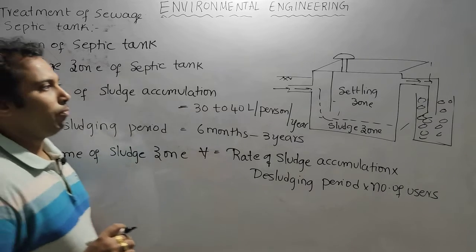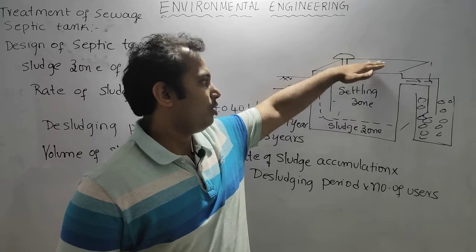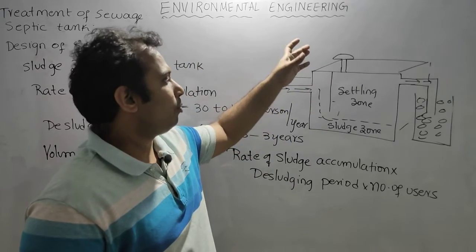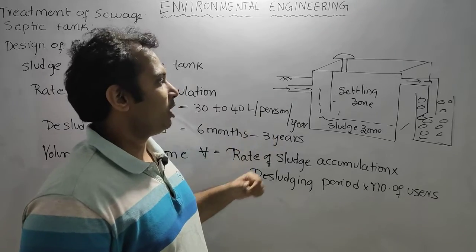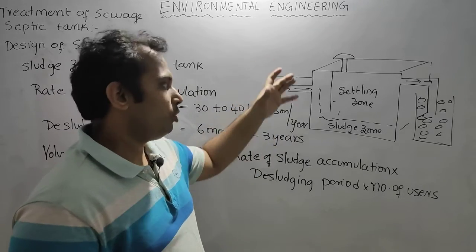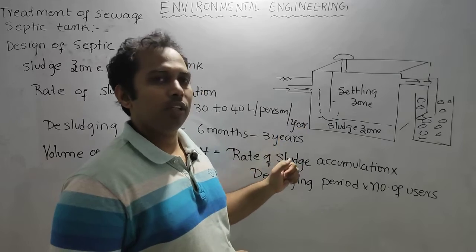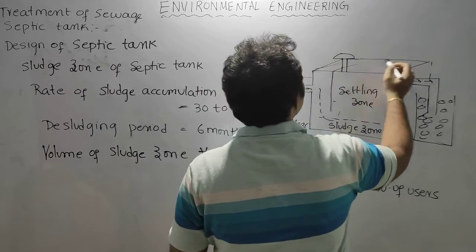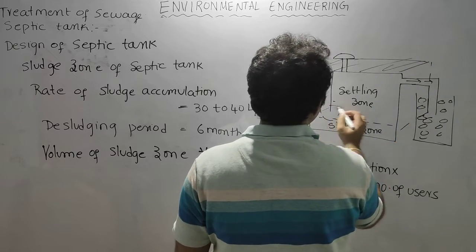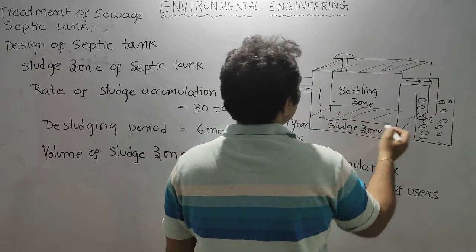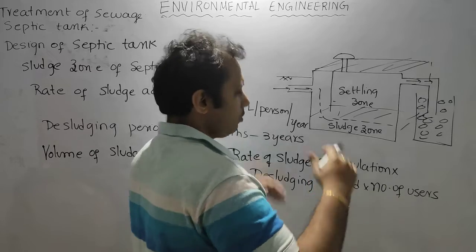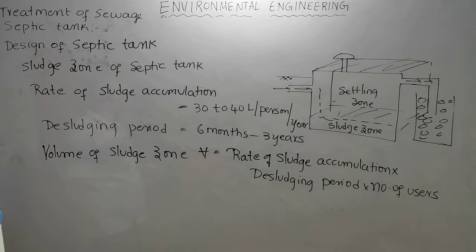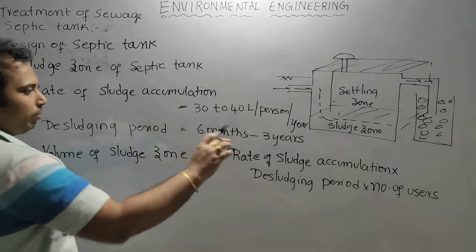See, the surface area of the settling zone and the sludge zone both will be the same, as this is a prismatic member, prismatic shape. The shape is uniform for settling and sludge. That is why whatever the settling zone surface area is, the same will be the surface area for the sludge zone also. So already we have calculated the surface area from the design of the settling zone. We have the surface area. So the depth of the sludge zone.